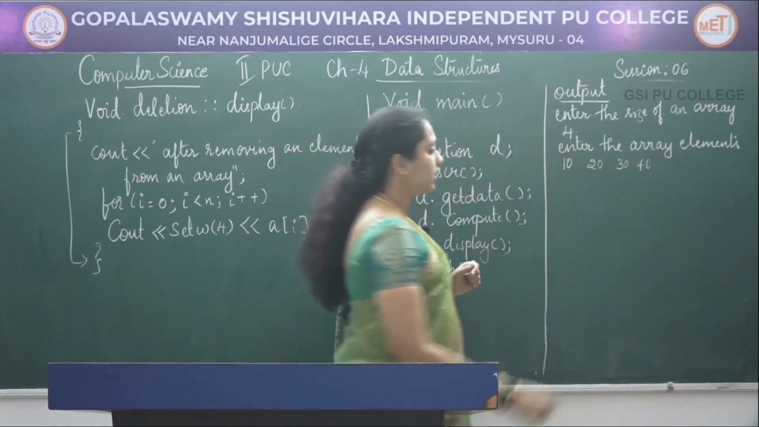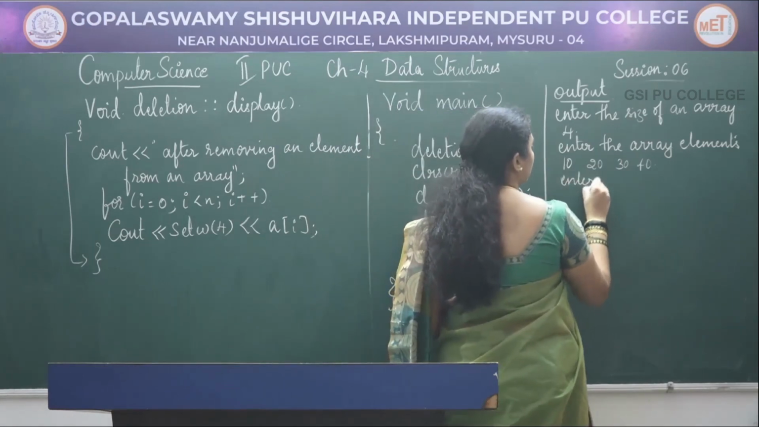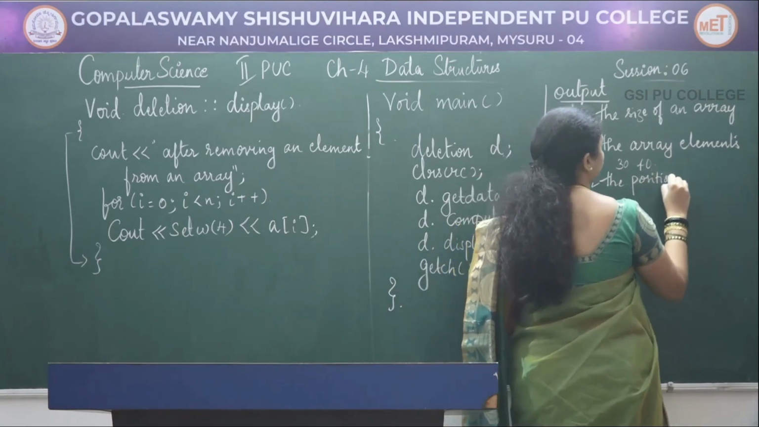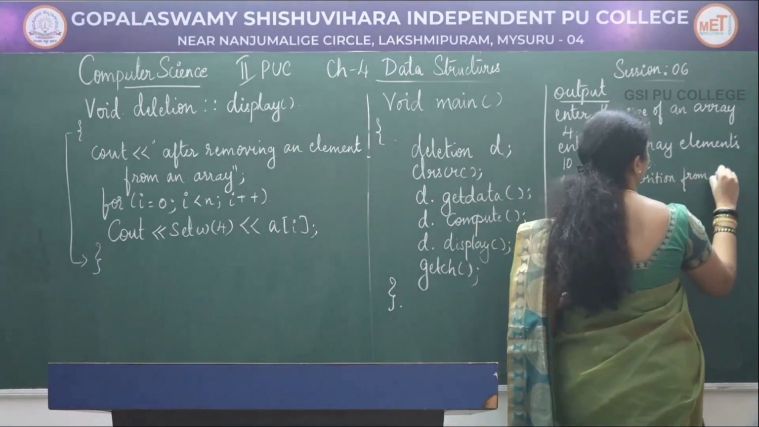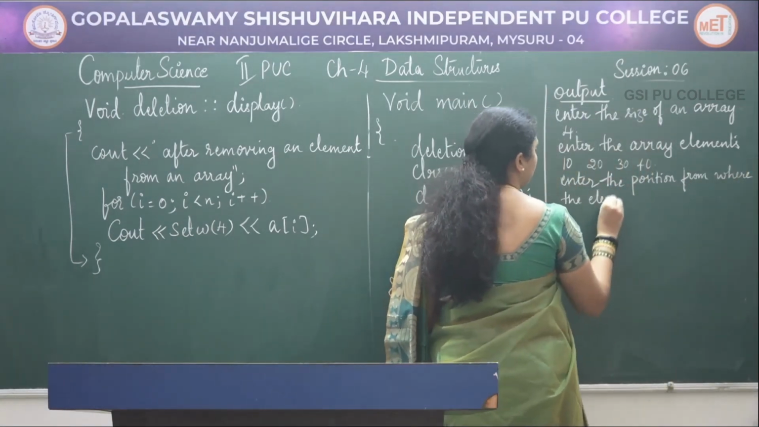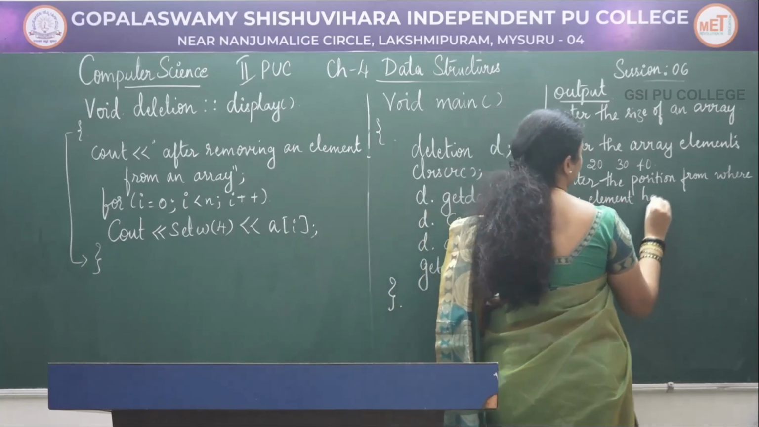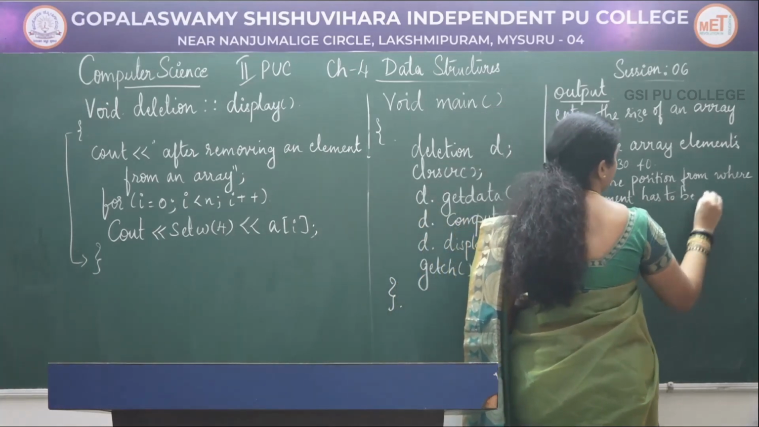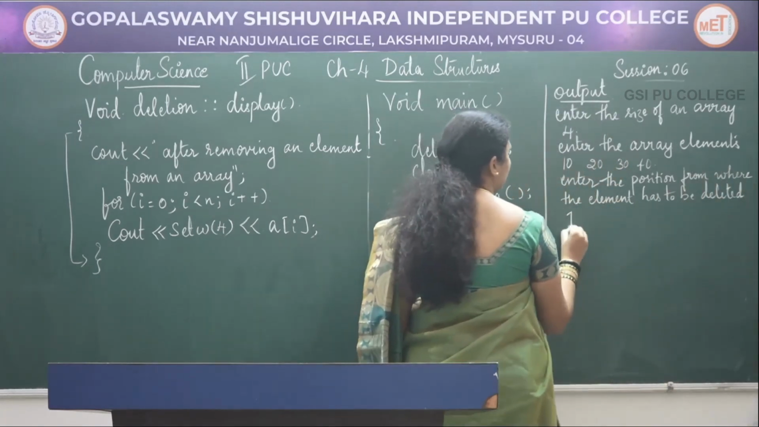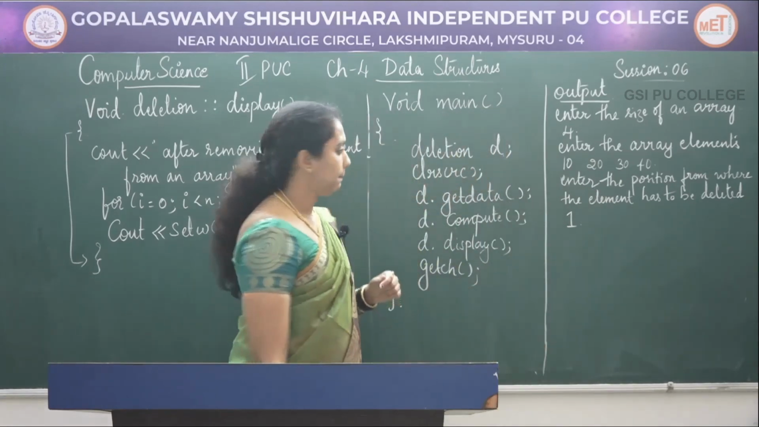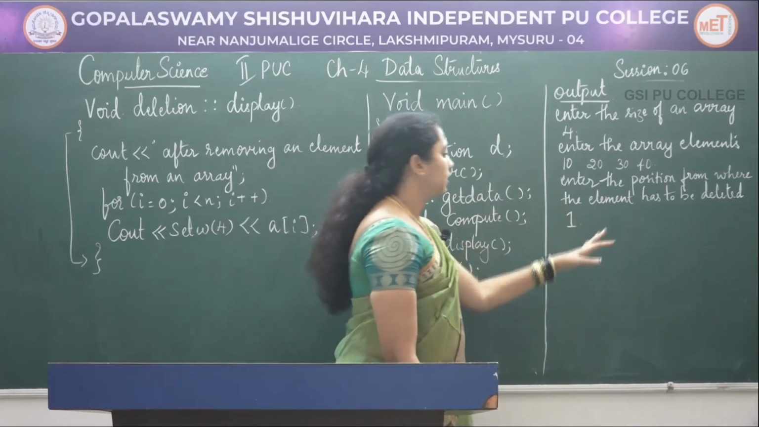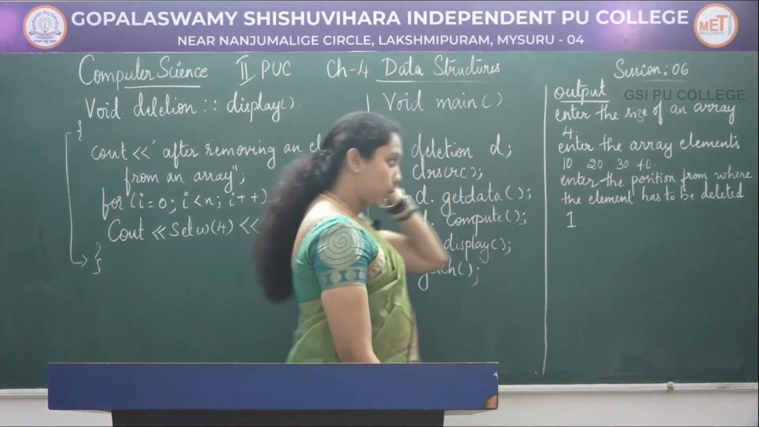Now enter the position from where the element has to be deleted. Enter the position from where the element has to be deleted. So, what is the position? Position is 1. So, in the compute function, it will delete an element from the position 1, that is 20.